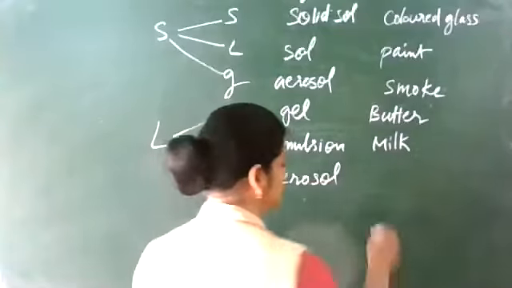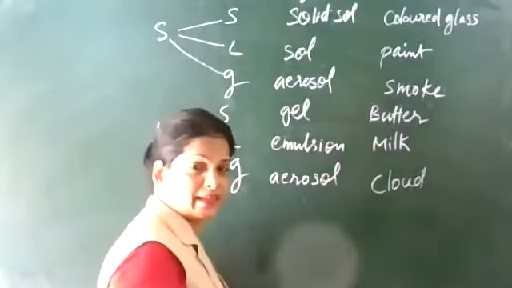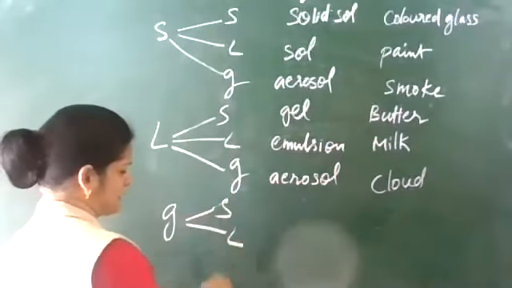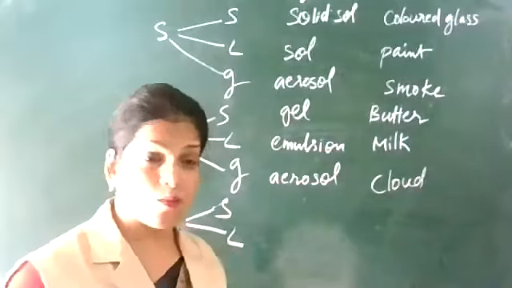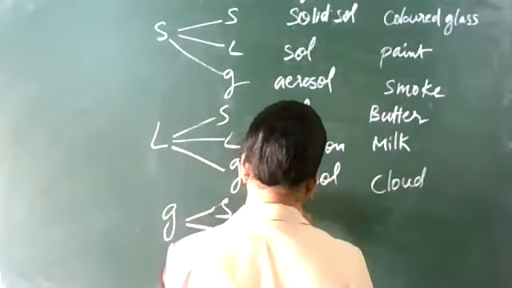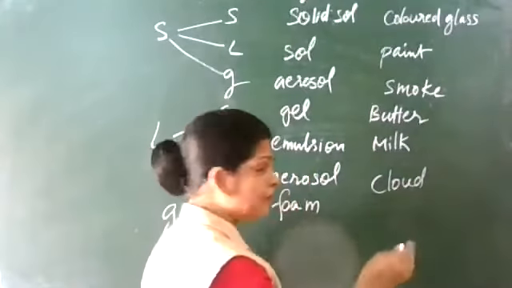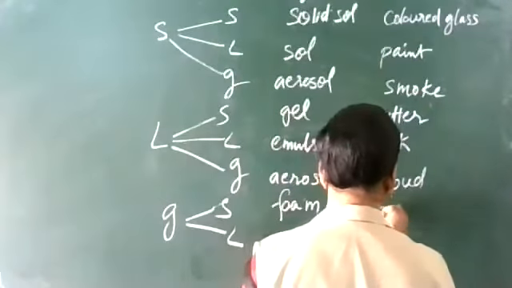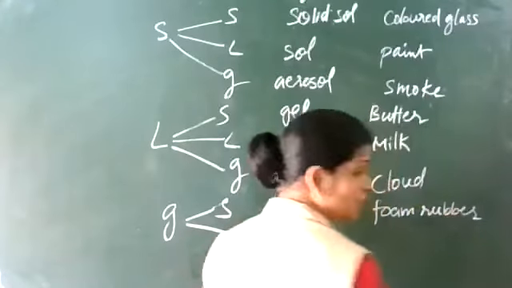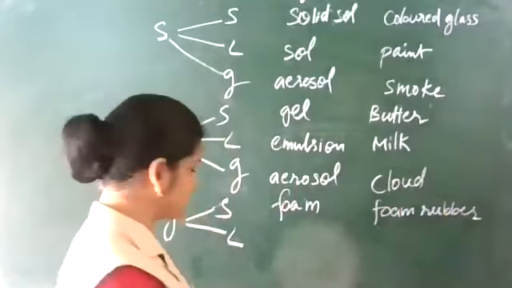Liquid in gas, aerosol. Examples: cloud, fog, mist. These are examples of liquid in gas. Now gas and solid, gas and liquid. Gas in solid, that is foam. Examples: sponge, bread, foam rubber. Sponge or bread, these are gas in solid.